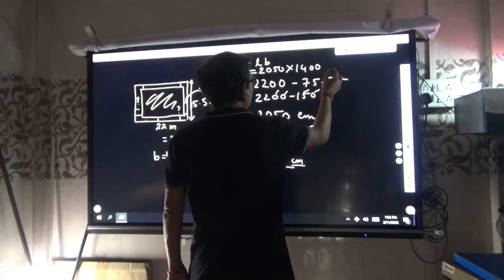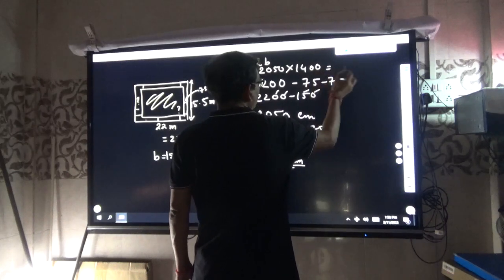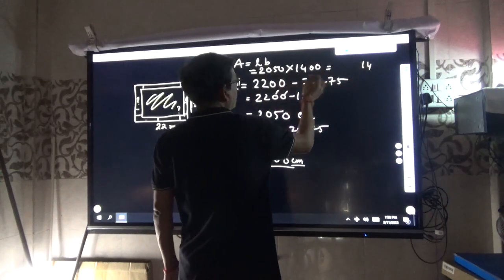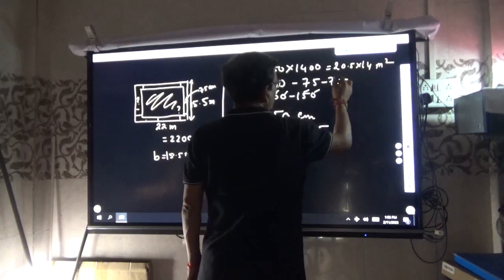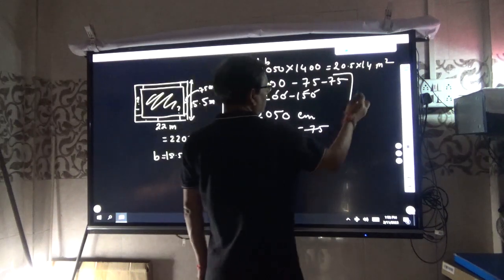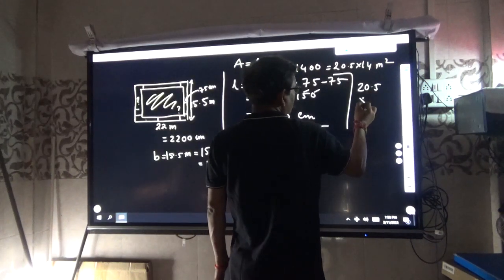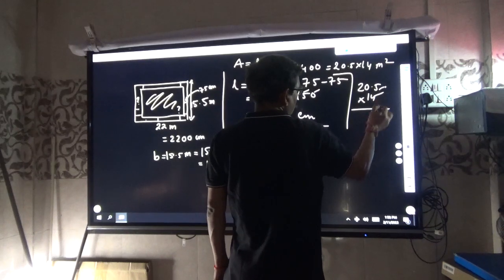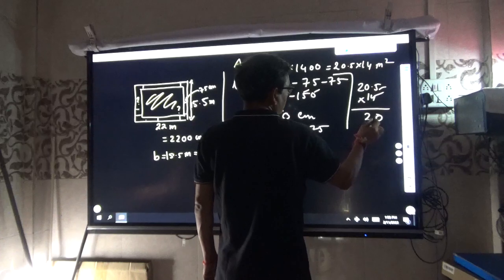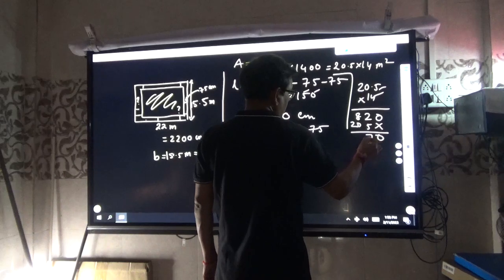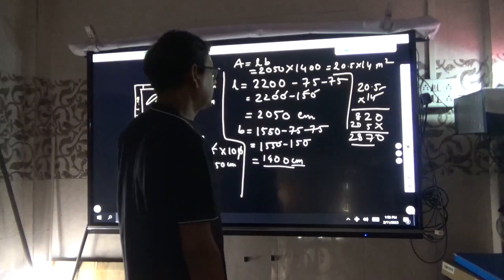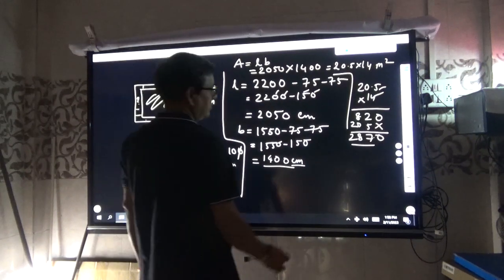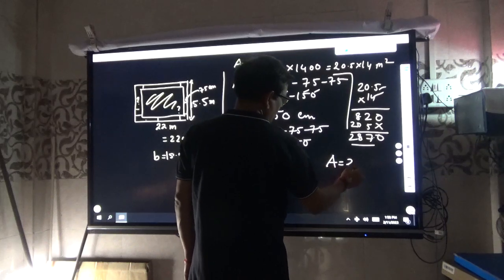If you divide by 100, it becomes 14. If you divide by 100, it becomes 20.5. So this much meter square. So 20.5 into 14 is 287 meters square. So the area is 287.